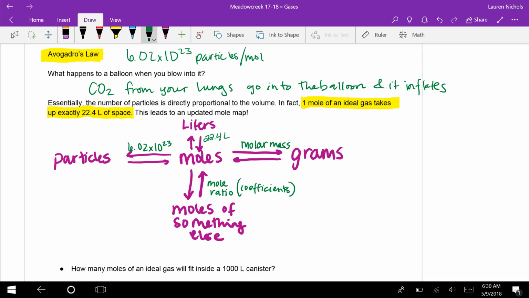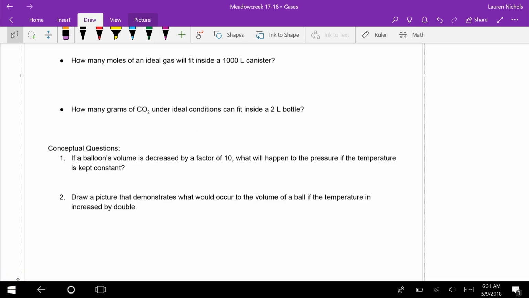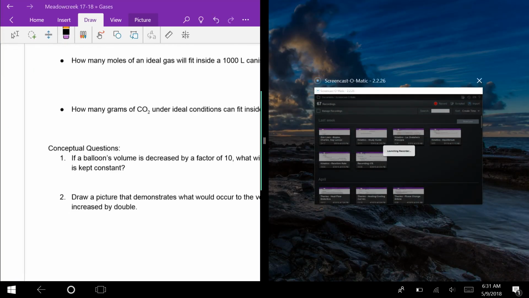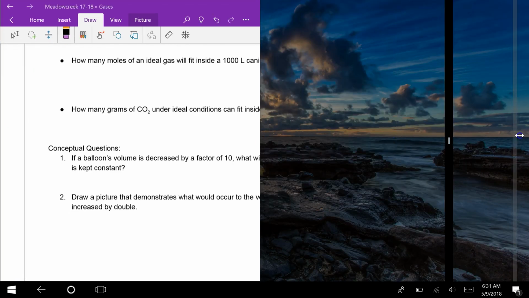And so that means we can use a little bit of stoichiometry, a little bit of our t-charts in order to determine exactly what would happen in this case. By using stoichiometry, let's look at this first problem. It says, how many moles of an ideal gas will fit inside a 1,000 liter canister? Okay, well, so we have volume, and so what we want to do is we want to change liters into moles.